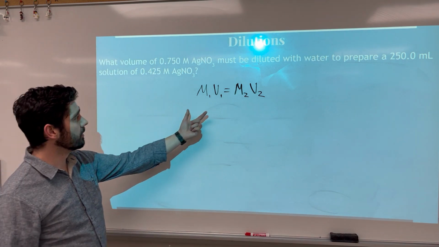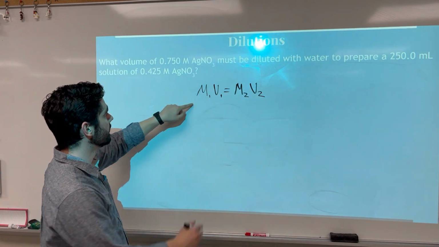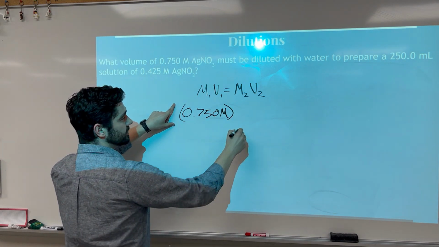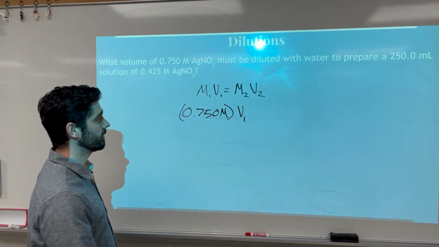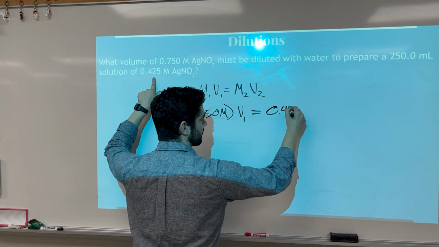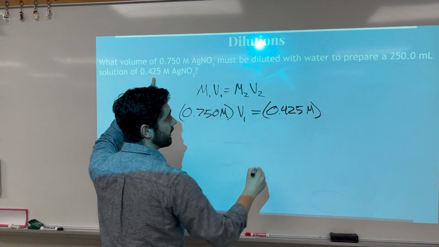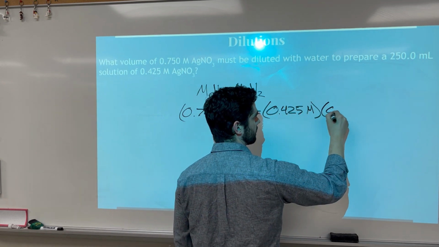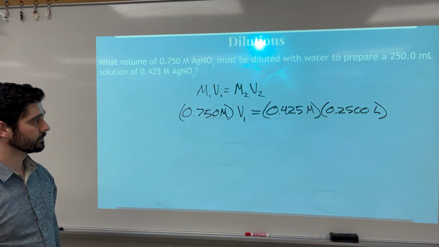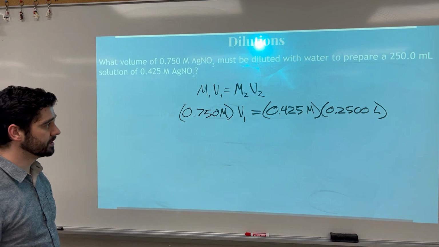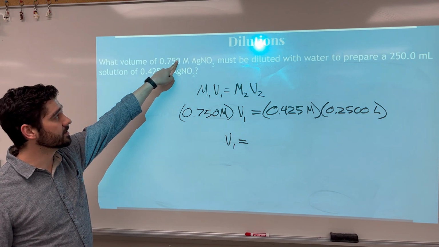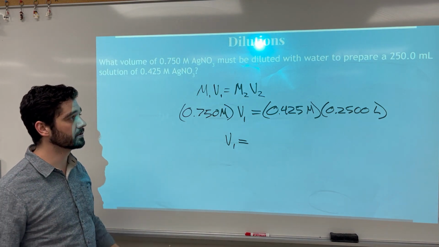Okay, so I'm gonna start with my stock solution, which is right here. It has a concentration of 0.750 molar. I don't know how much of it I need, but I'm gonna solve for it here pretty soon. And I know that I wanna end up with this concentration, and I want to have that volume. Okay, so it just goes in the equation, pretty easy. And then we can solve for our volume and figure out how much of this do I need to pour out and then dilute in order to get my target solution.